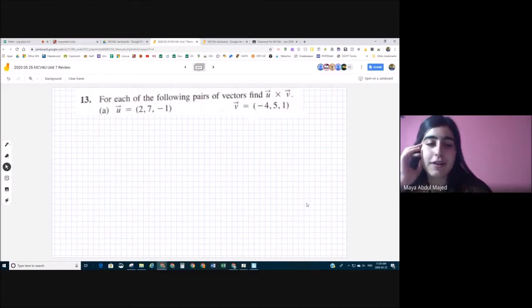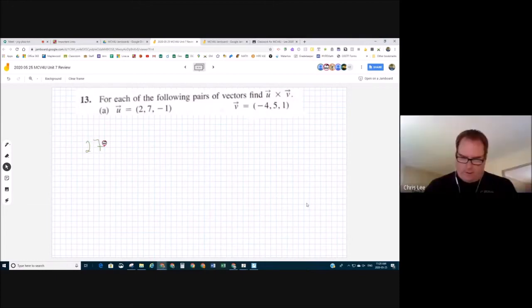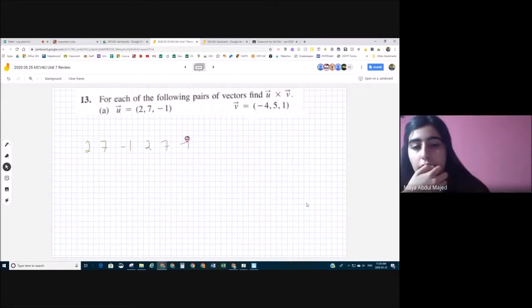You can do the shortcut. Write out your u values, 2, 7, -1, and then repeat that again. Okay, so 2, 7, -1, repeat it, 2, 7, -1. Below it, you write your v components, -4, 5, and 1, and then you repeat that again. Excellent, good. And then you cross out your first one and your last one.